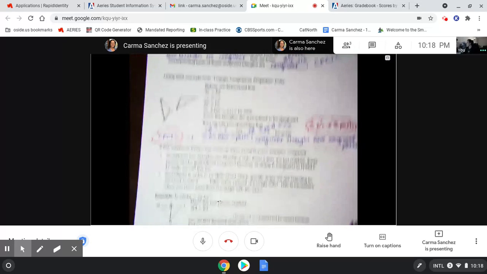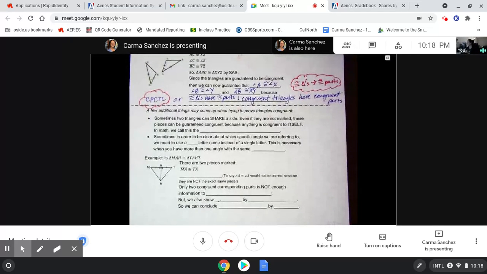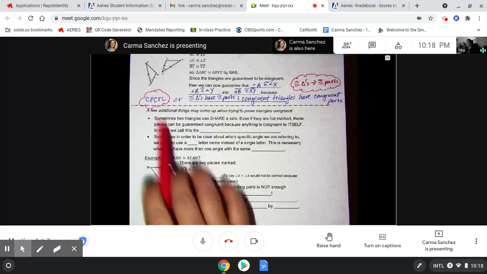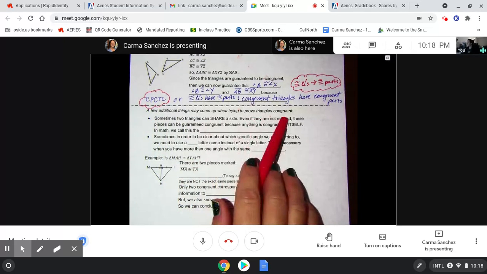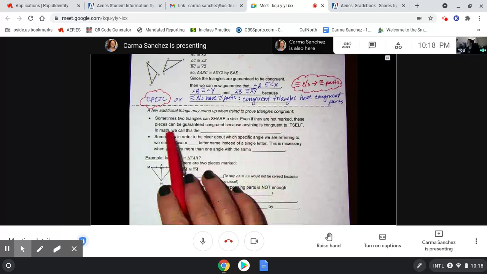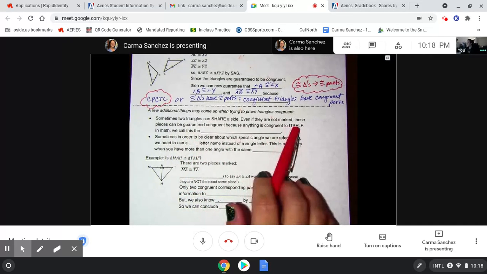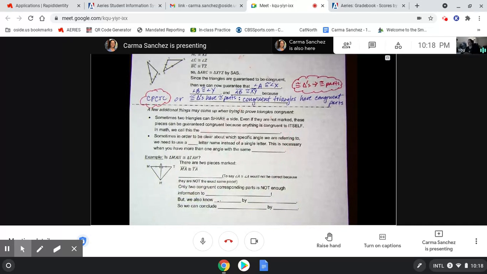Okay, one last thing we need to go over down here, a couple of the other stuff we're going to need for our proofs. A few additional things that come up when trying to prove triangles. Sometimes 2 triangles can share a side. Even if they're not marked, these pieces can be guaranteed congruent because anything is congruent to itself, right? In math, we call this the reflexive property.